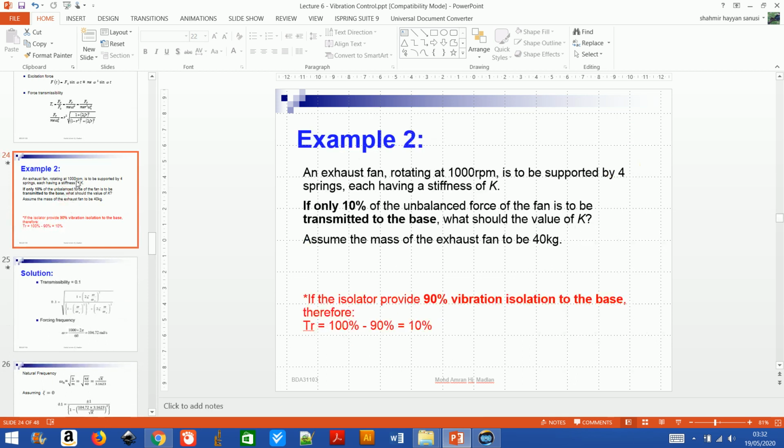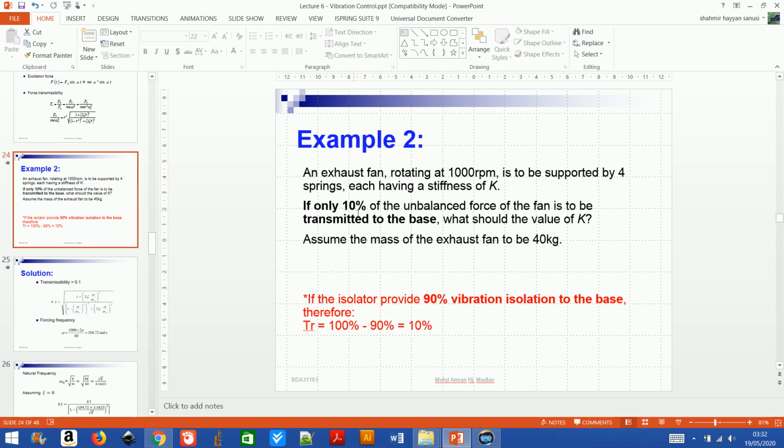Example 2. An exhaust fan rotating at 1000 rotations per minute is to be supported by 4 springs, each having a stiffness of K. So we have an exhaust fan which rotates at 1000 rotations per minute, and it is supported by 4 springs, where each spring has stiffness K.